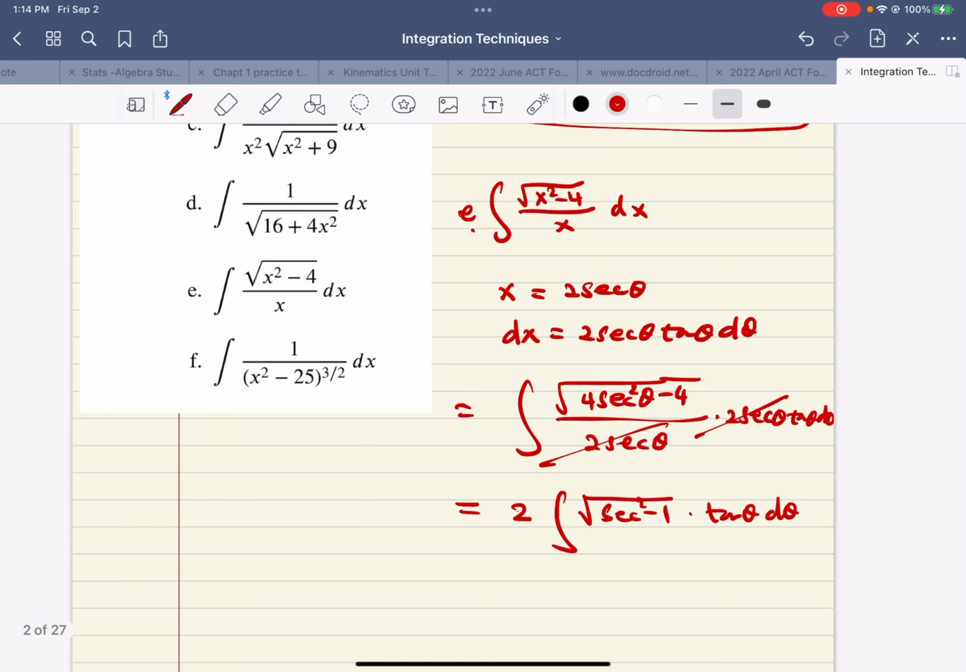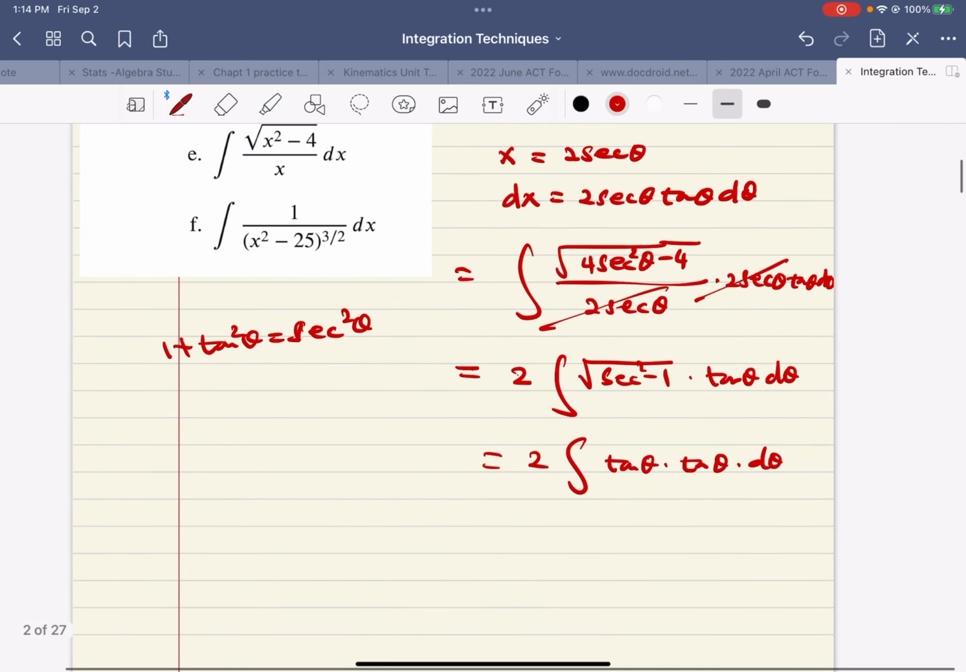And then we know 1 plus tangent squared theta is secant squared theta. Let me write it down here. We already talked about it earlier. Secant squared minus 1 is tangent squared. So that is a 2, and the square root of tangent squared is just tangent. So this one is tangent theta times tangent theta d theta. Okay, so far you got up to here.